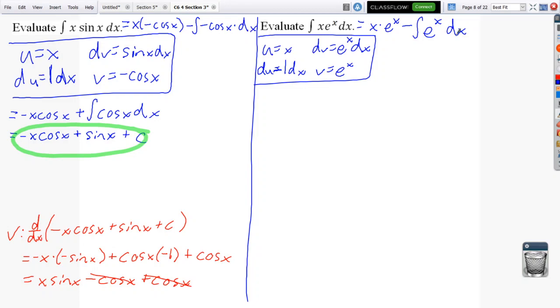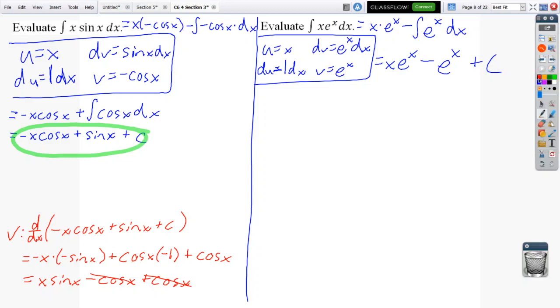dx. The only thing left for me: I know that this first term, since there's no integral symbol, I don't integrate it. I've just got x e to the x minus the integral of e to the x, which is just e to the x, plus c. There's my answer. I'm done, unless I want to check to make sure that I'm right.